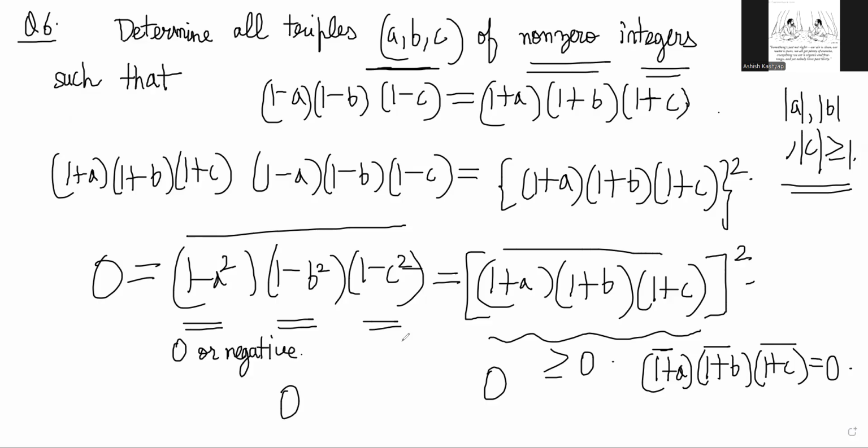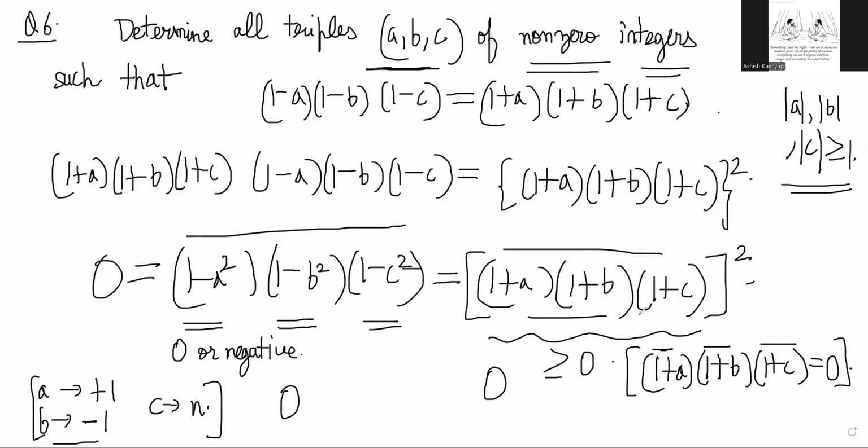Basically, you just have to take different cases in this case. So what I would say is check these different cases. A could be plus 1, B could be minus 1, and C could be any integer n. That is a possibility. See, B is minus 1 makes the right hand side 0. A is plus 1 makes this side 0. Actually, B is minus 1 makes this side 0 as well.